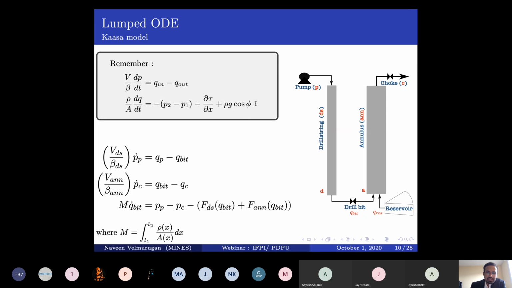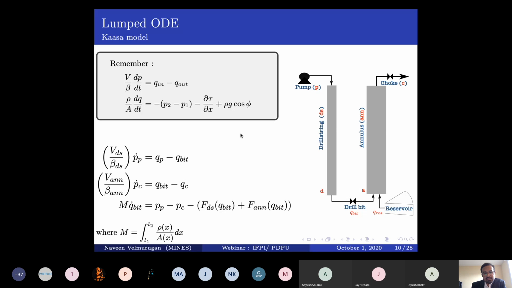And remembering the momentum balance, we can represent this particular derivative, which is the pressure, as the difference between what we pump at the pressure pump and what we have at the choke end. And we have certain frictional terms. FDS is the frictional pressure loss on the drill string side, and Fn is the function for the annular side.